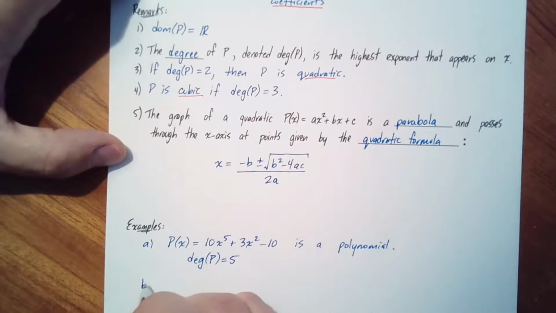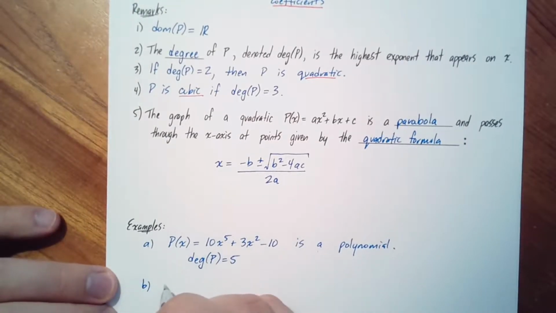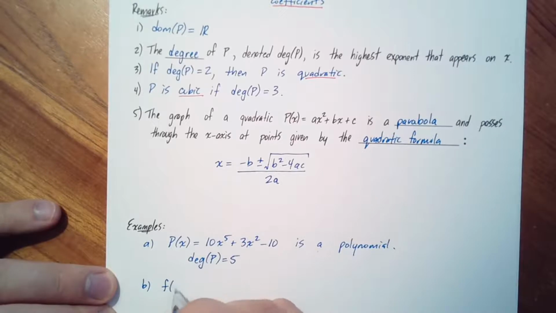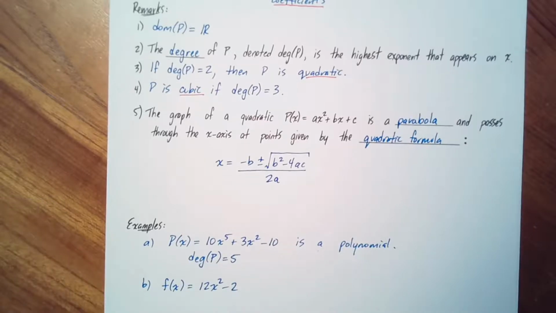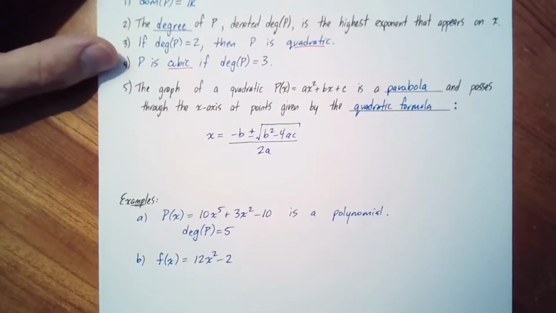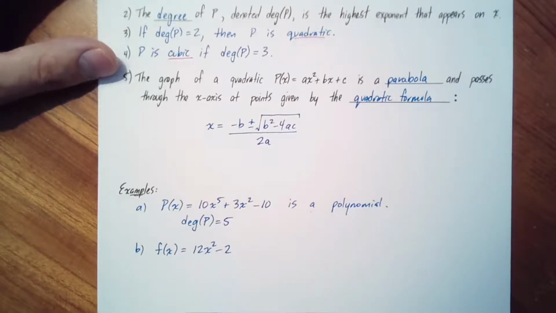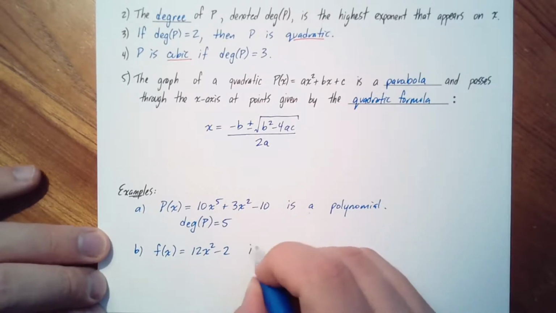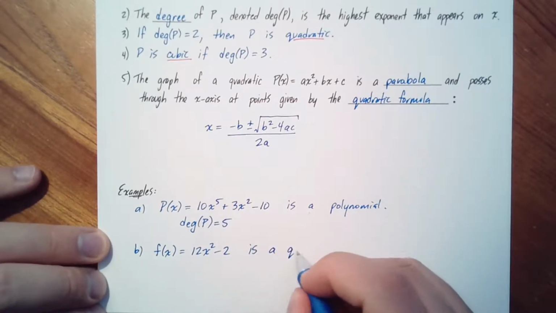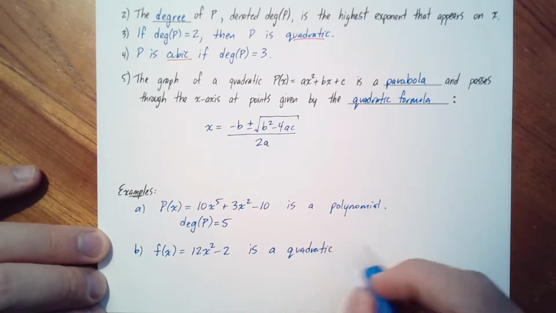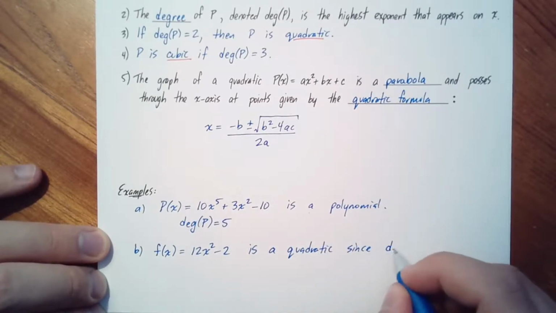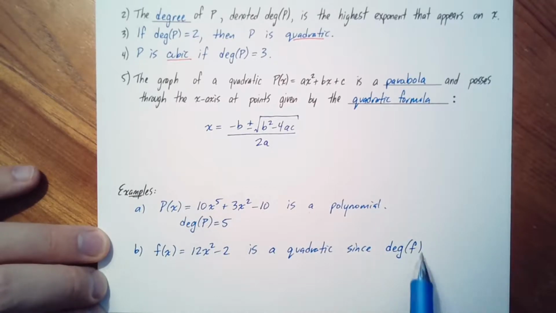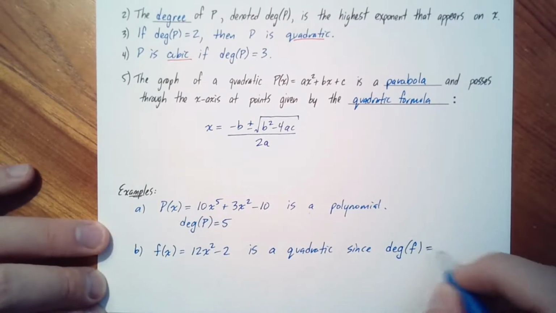One last example of a polynomial. How about f of x is equal to 12x squared minus 2. That's another example of a polynomial, right? The highest power of x that appears looks like it's x squared, so you've got a degree 2 polynomial. So this is an example of a quadratic. So it is a polynomial, and in fact it is a quadratic. Since the degree of the function f, I'll use the letter f in here because that's the name of the function, is equal to 2.